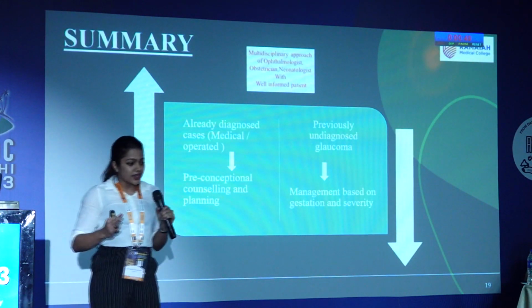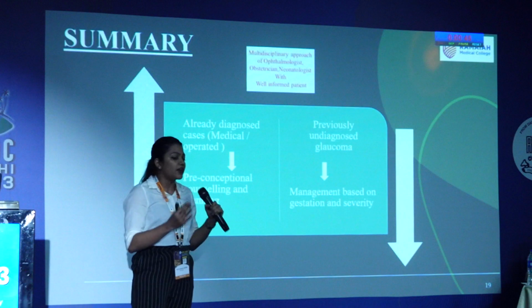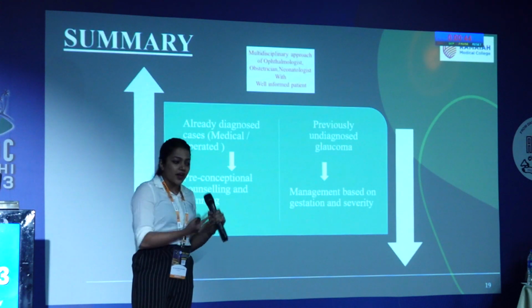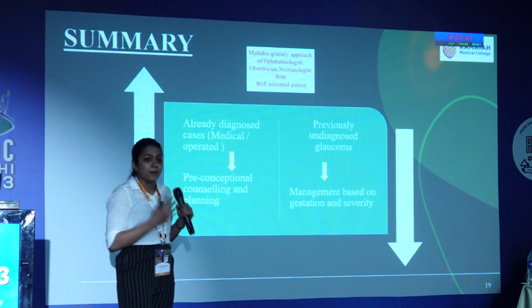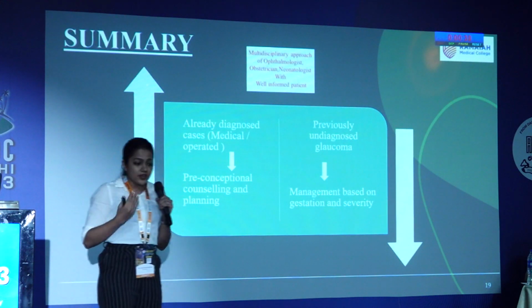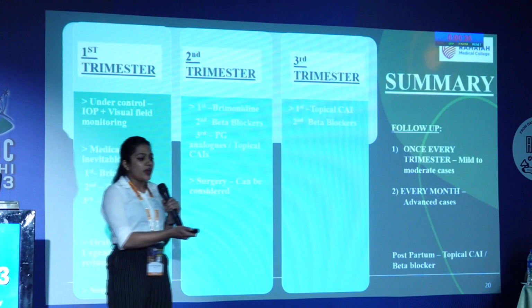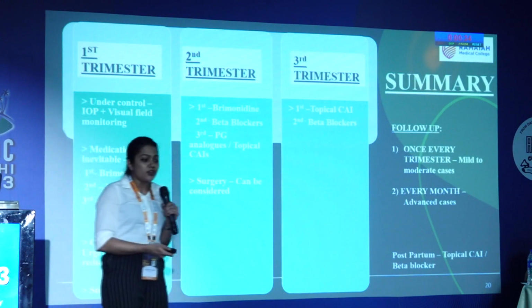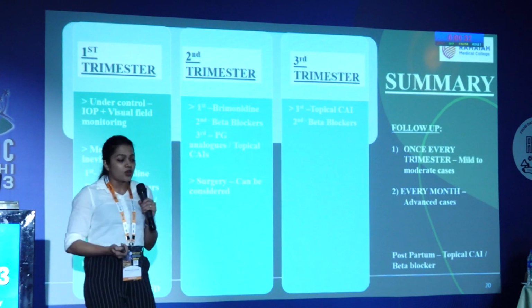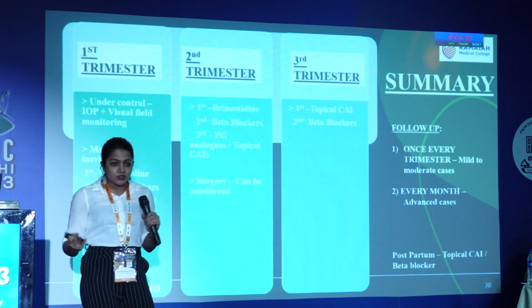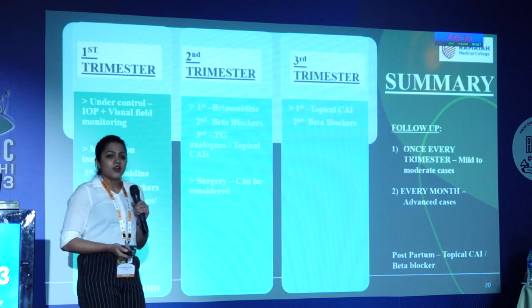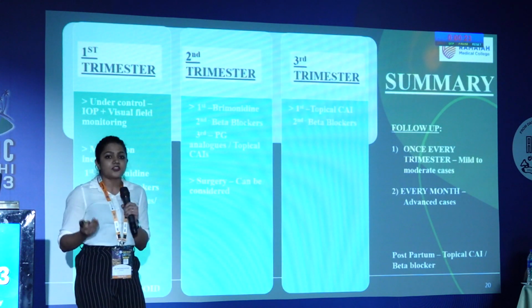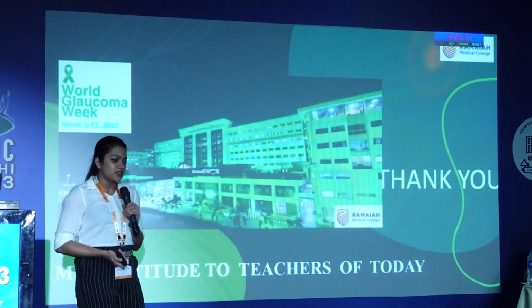Summarizing it, we have 2 classes of pregnant women that can walk into us. One which is already diagnosed, which requires preconceptional counseling and planning to reduce the dependency on medication, and a newly diagnosed pregnant woman, wherein in the first 2 trimesters we give brimonidine, in the 3rd trimester we give brinzolamide, laser treatment is given throughout the pregnancy, and surgical treatment is preferred in the 2nd trimester. I hope the question and the answer to the question is cleared by the end of this class. Thank you.